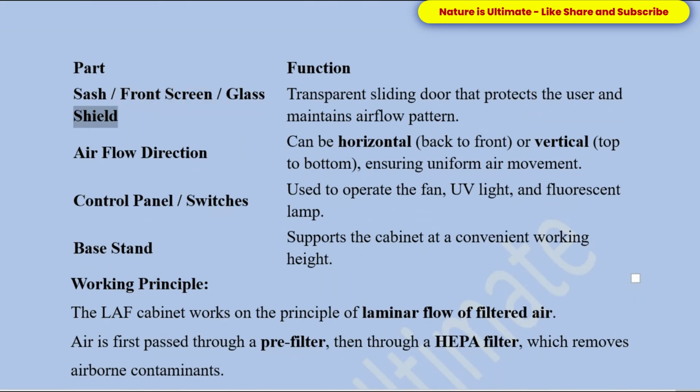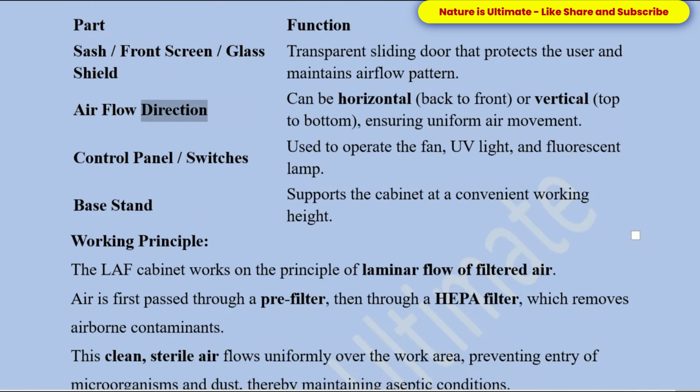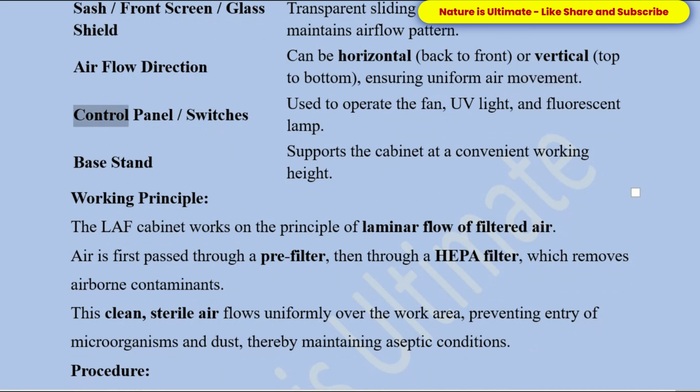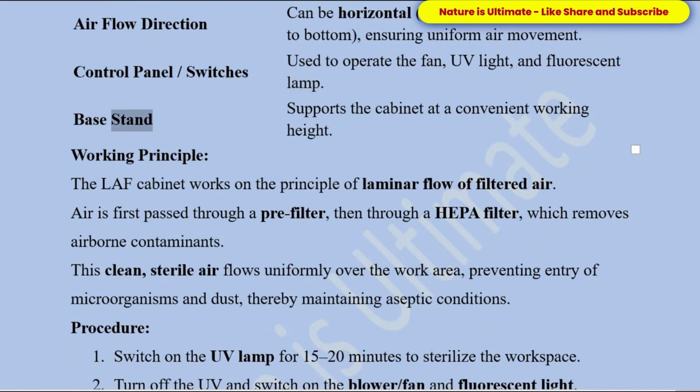Sash/front screen/glass shield: transparent sliding door that protects the user and maintains airflow pattern. Airflow direction: can be horizontal, back to front, or vertical, top to bottom, ensuring uniform air movement. Control panel/switches: used to operate the fan, UV light, and fluorescent lamp. Base stand: supports the cabinet at a convenient working height.